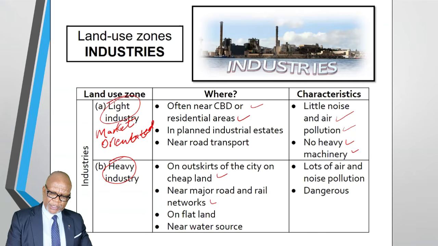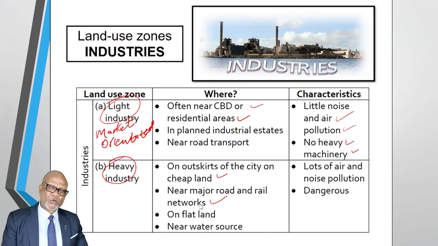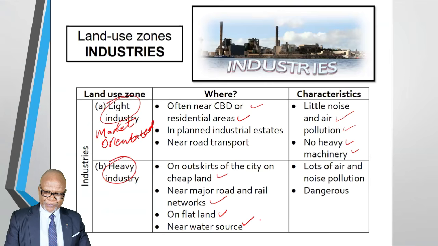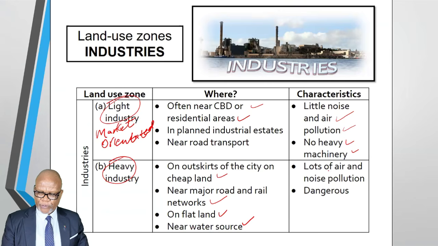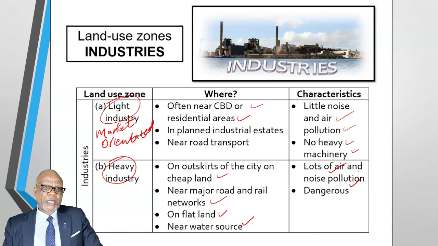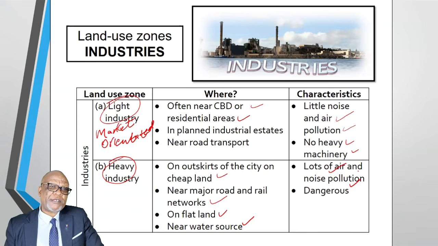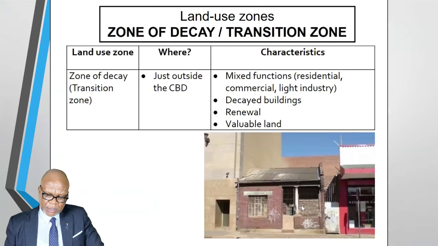They are found near major transport or bulky transport networks to transport the goods to the market and to transport the raw material. They are usually found on flat land and also near water sources. They also cause a lot of air pollution and they have dangerous activities. That is why if you want to do a tour in a heavy industry, the first thing that they will give you is protective gear. They are going to give you a helmet, they're going to give you overalls, because of the dangerous activities that are involved in the heavy industry.